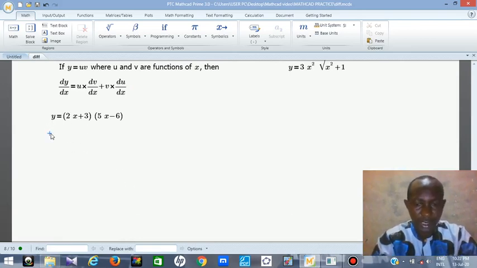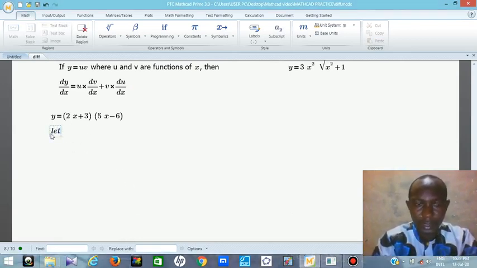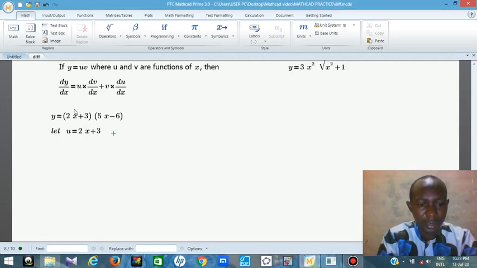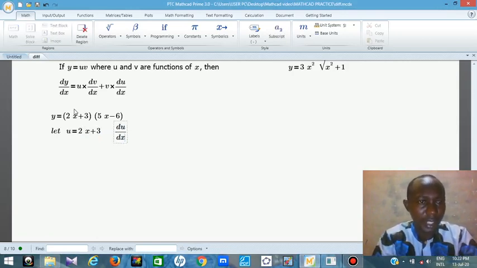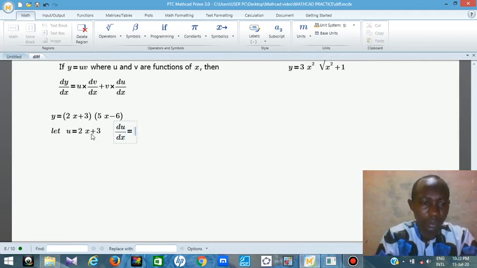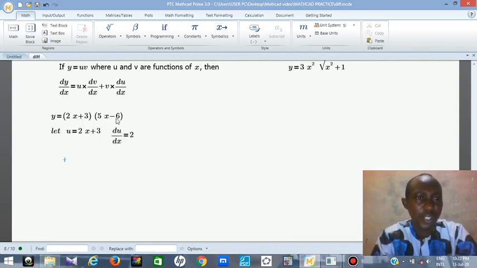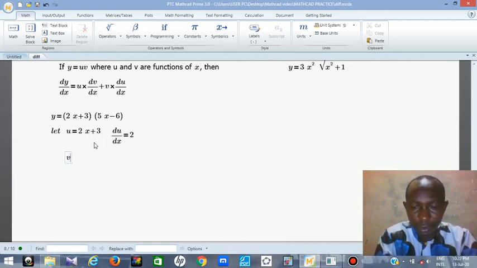All I just need to do is I'll say let u equal the first function, which is 2x plus 3. Then the next thing I will do is du/dx. I will differentiate u with respect to x. du/dx is equal to what? It is equal to 2. So that is that. Take note of that. Then the next thing is the second function, which is 5x minus 6. Let v equal that.